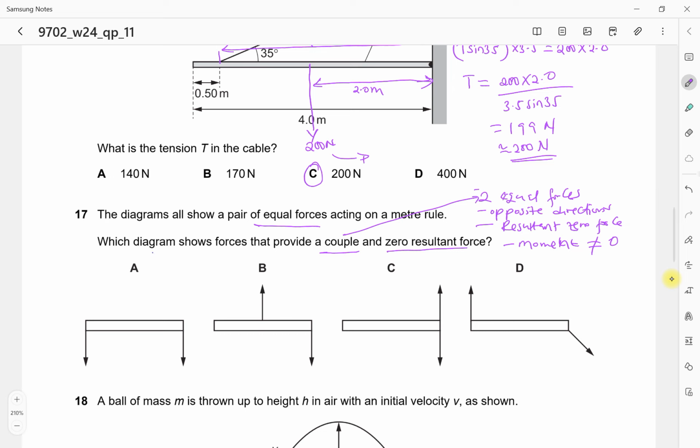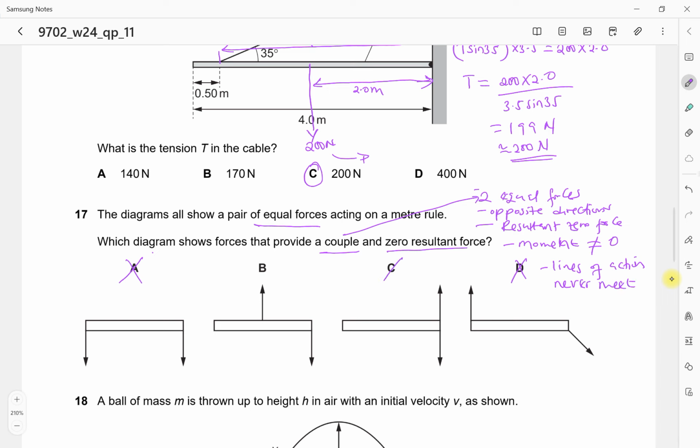There should be two equal forces which are in opposite directions. So it means A is out, because they are not in opposite directions. Then D is also going to be out because these two forces are not in opposite directions, so these are not equal. When we say opposite directions, they should even be parallel to each other. So we have to look at B and C. Remember, for the couple, the lines of action never meet.